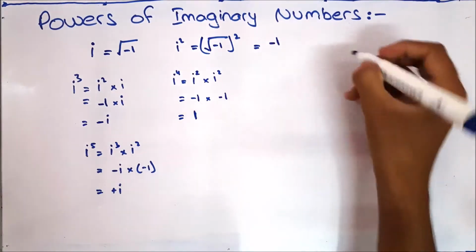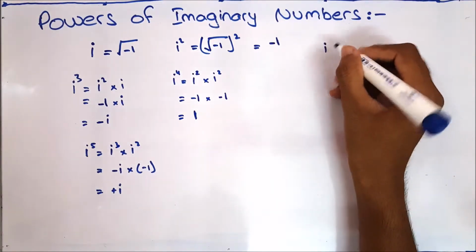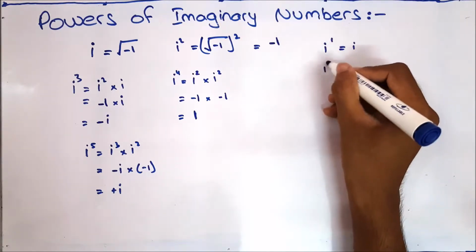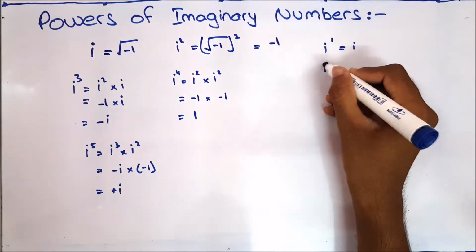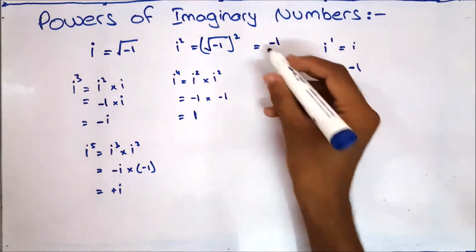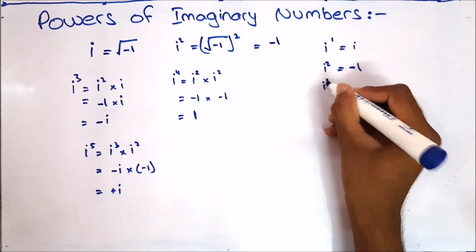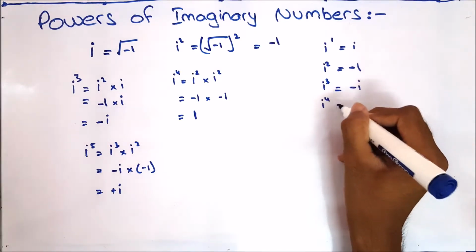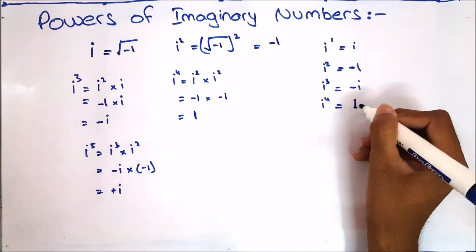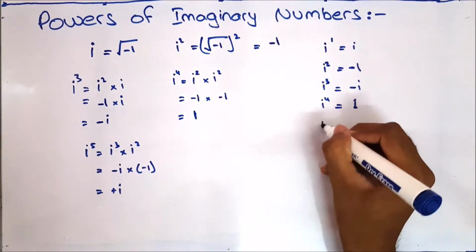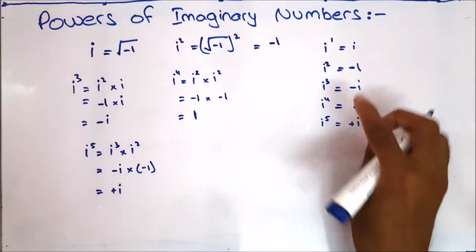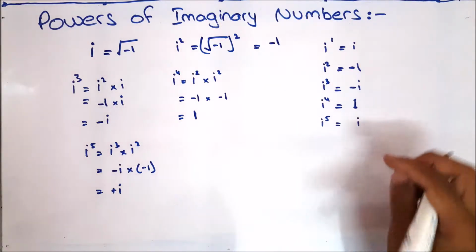So here we can see when we had i to the power 1, it was i. Raised to the power 2, it is minus 1. I raised to the power 3, it was minus i. Raised to the power 4, it was 1. Then i raised to the power 5, it was a positive i, or simply i.